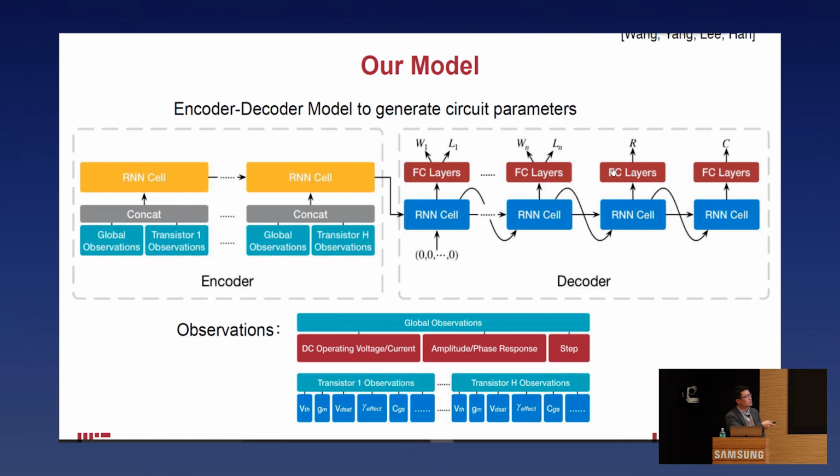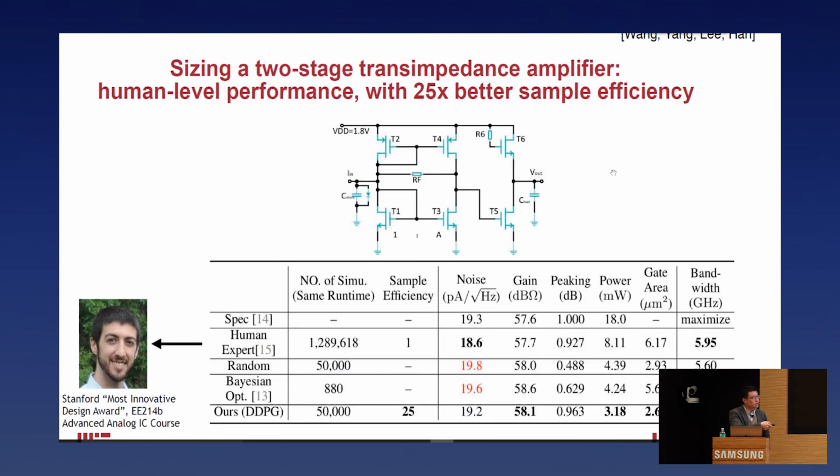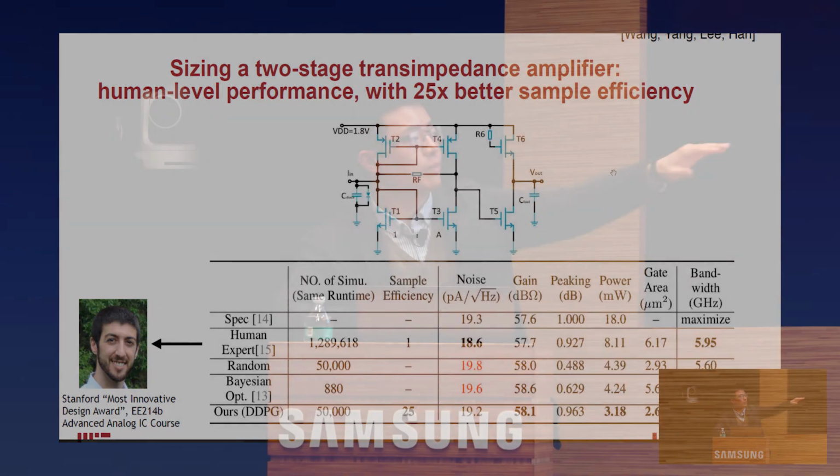This is the sample efficiency we compared with the human expert and random Bayesian optimization. You see, Bayesian optimization using the same time can only explore 800 samples, right, while we can explore 50,000 samples. And Bayesian optimization even doesn't meet the spec of the circuit design. And also, this is another example where our reinforcement learning agent can meet all the circuit design specs, bandwidth and gain, while under the same time limit, the same search time, Bayesian optimization cannot meet the design spec.